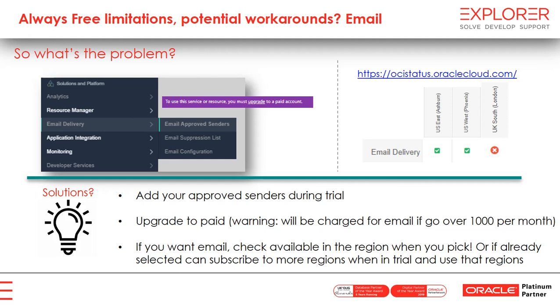Also, the other thing you need to do for the solution on the right is check that it is available in your home region when you select where to set up your cloud account. Now, if you are in a trial or a paid account, you can subscribe to other regions, add the credentials and approve senders in that region, and then utilize the mail server of that other region in order to send emails. Both of these, I anticipate that Oracle will change exactly how they work, and obviously email delivery will be available in more data centers going forwards.